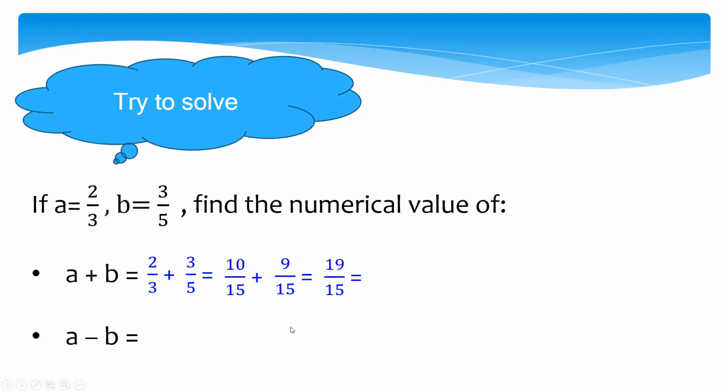19 over 15, first you make sure that your fraction is in its simplest form, or you can convert it to the form of a mixed number. It will be 1 and 4 over 15.